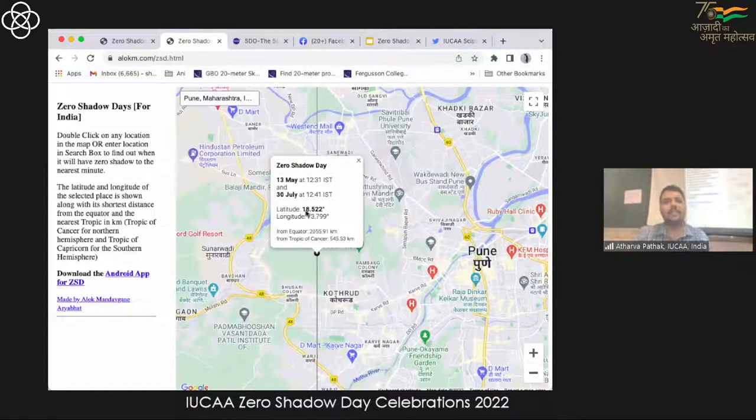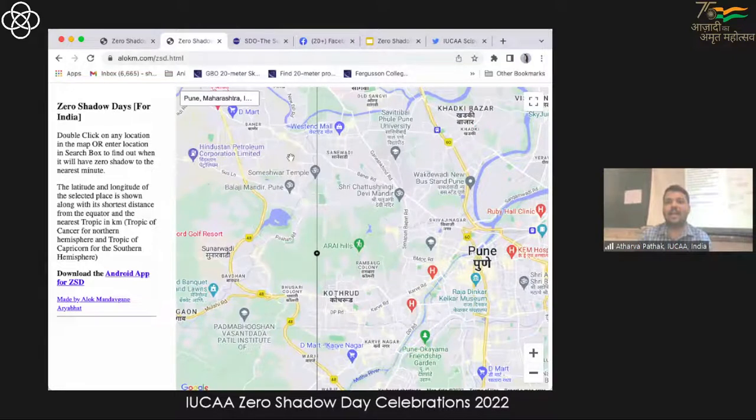So why are we celebrating this zero shadow day today itself? Right now there are summers going on. On 30th of July, it is likely that there will be rains and we may not be able to see the sun at all. That is why we are celebrating the zero shadow day today, and that is the main reason why we popularize and celebrate this event.